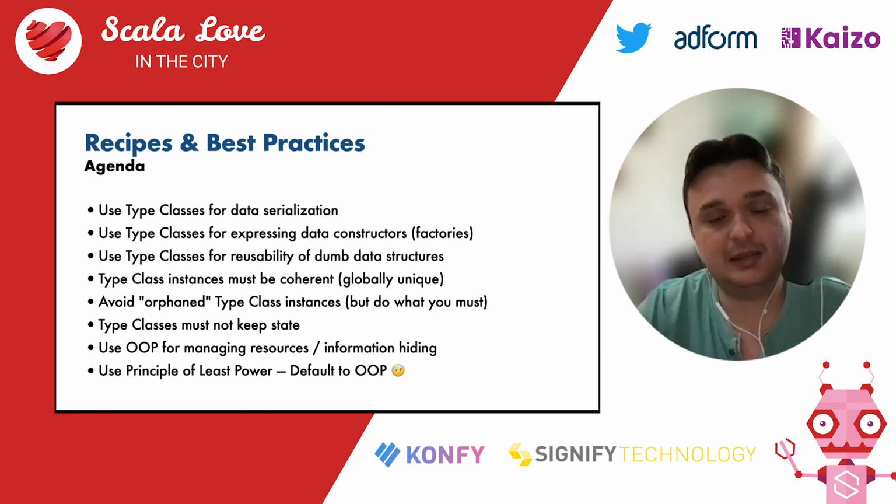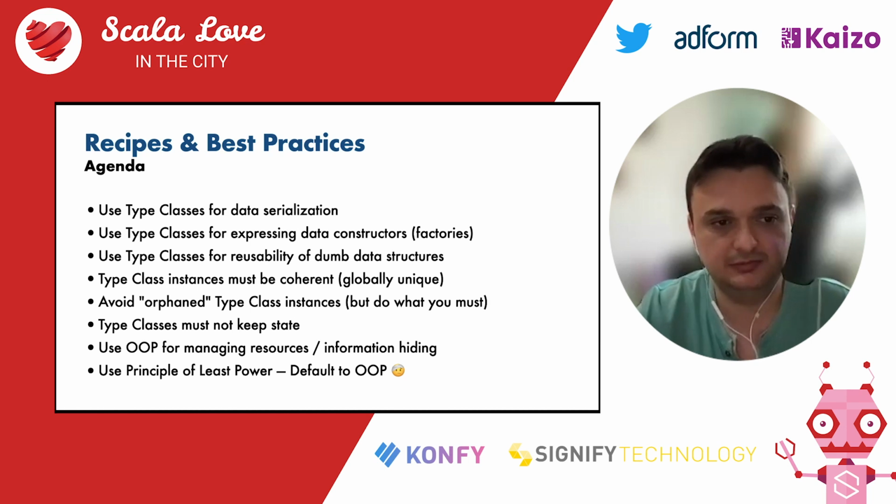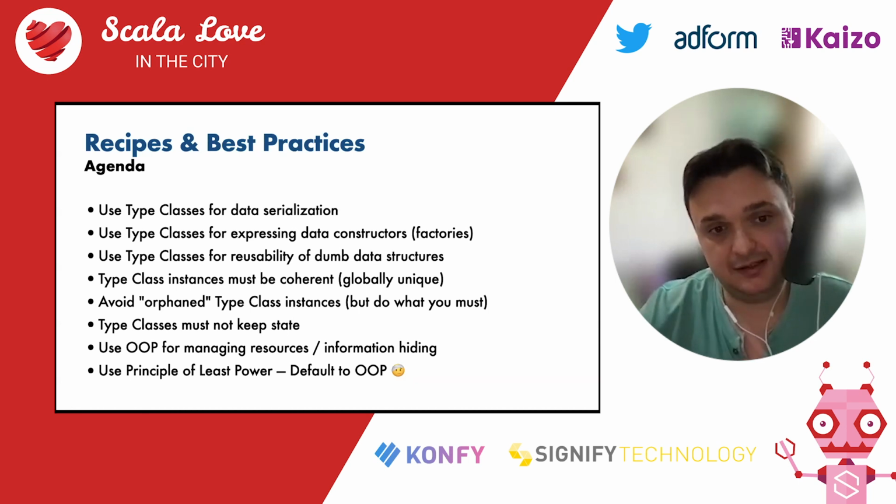So use type classes for data serialization. They are great for that. Whenever you have a data serialization need, just go with type classes. Like JSON serialization, although there are some caveats there, because you may want a different JSON serialization depending on the use case. But we can simply ignore the coherency rule or define a new type there. Use type classes for expressing data constructors. We've already seen monad and monoid, things that create objects, not use them. Use type classes for usability of dumb data structures.